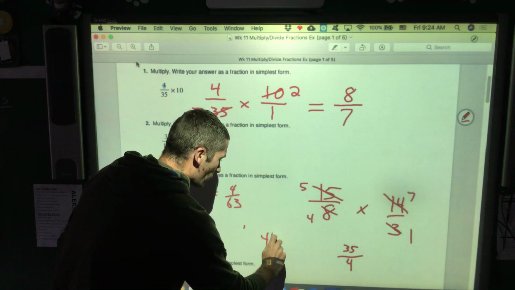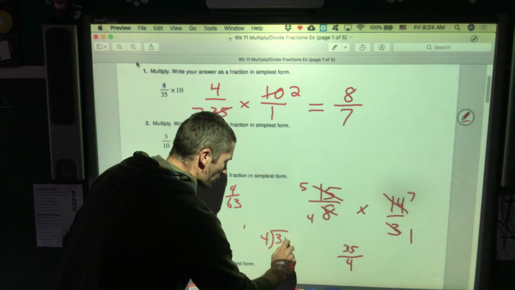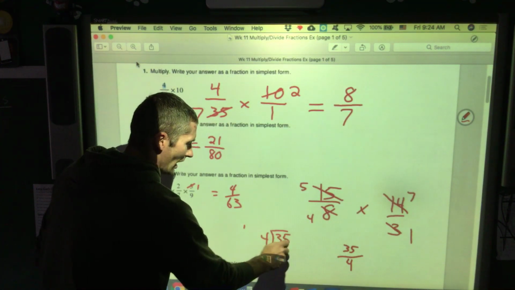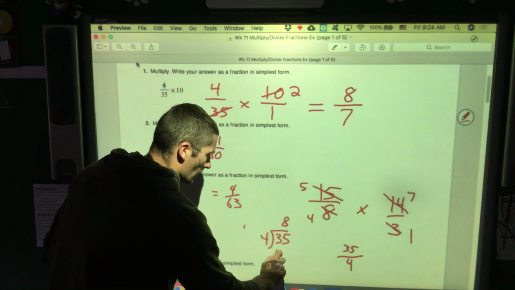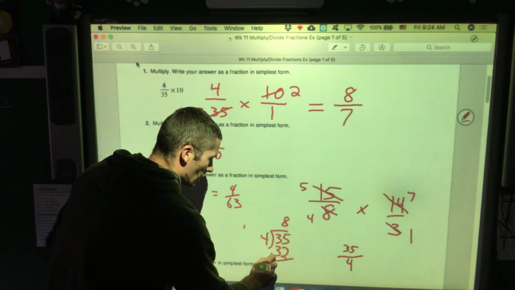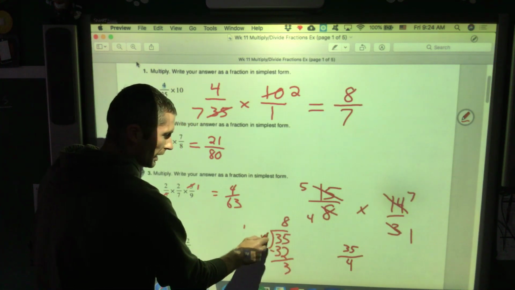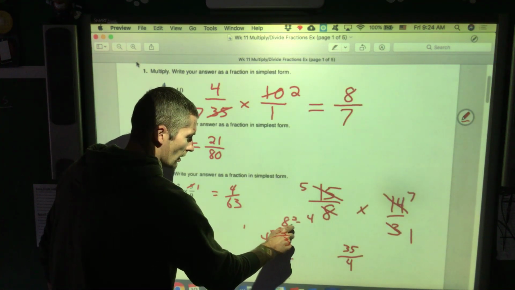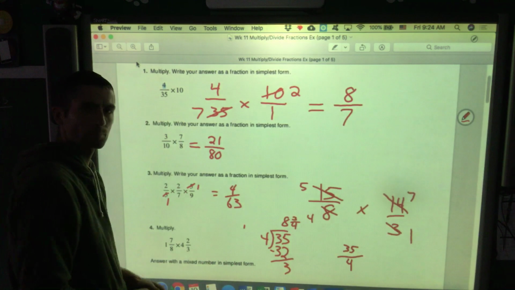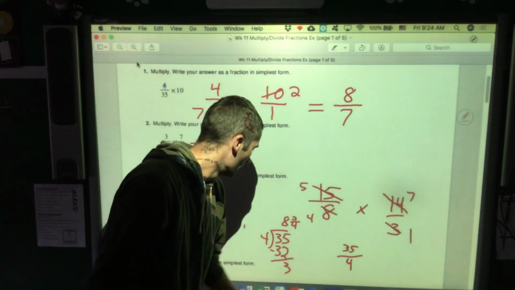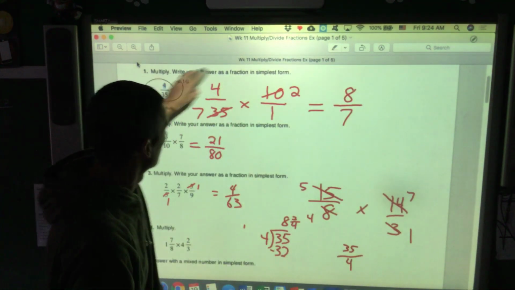So let's see how many 4's fit into 35. Almost 9, not quite. 8. 8 times 4 is 32. I have a remainder of 3. So my answer is 8 with a remainder of 3 out of 4. So my answer is 8 and 3/4. Okay. Let's move on.